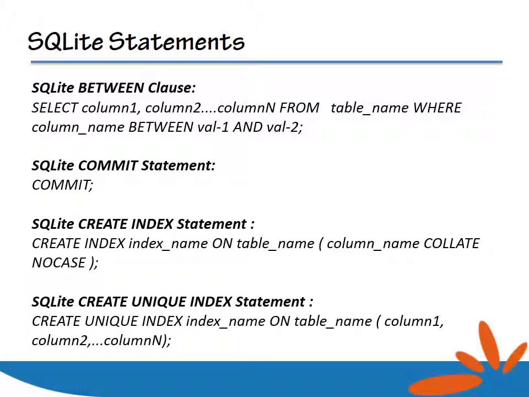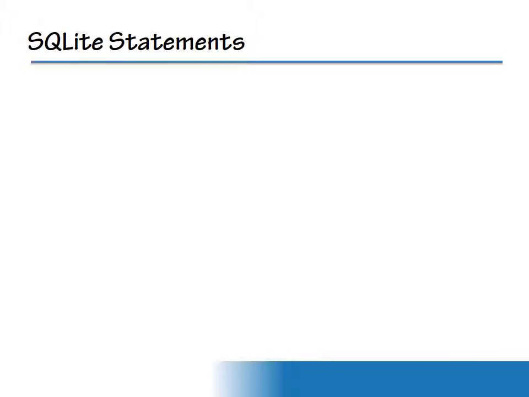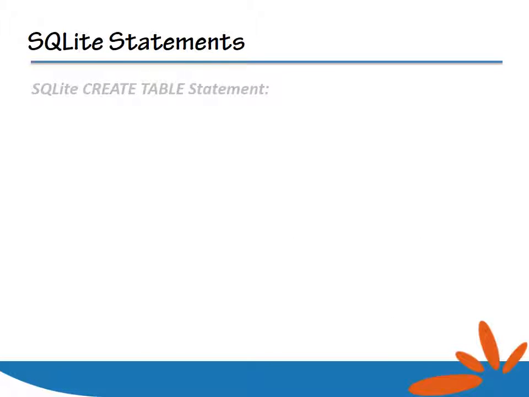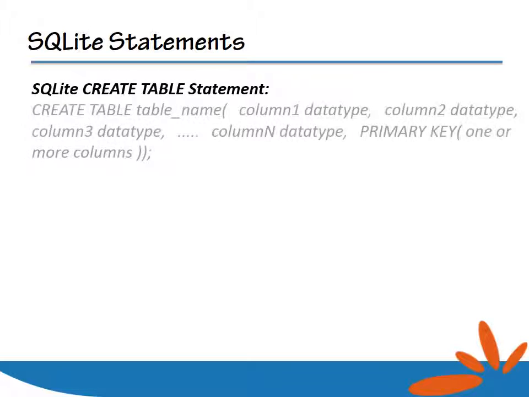The next one is the SQLite create table statement. This creates a table in the database. For example, create table, specify the table name, then open and close parentheses, enclosing the column definitions such as the column name, the data type, and then the attributes such as a primary key, and terminated by a semicolon. The next one, the create trigger statement.